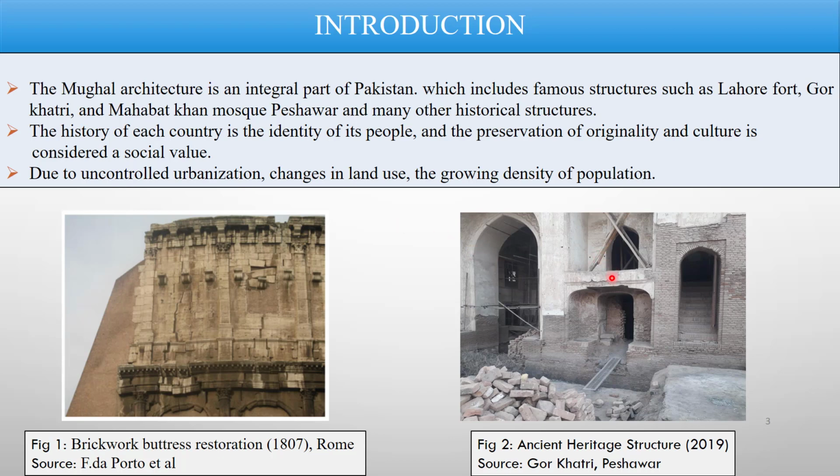Similarly, in this picture, we can see Gorgatri in Peshawar, which is damaged right now and under restoration. In this picture, discoloration occurred on the outer surface, which is due to environmental impacts. So these two images show that the structure can be damaged from the material as well as the environmental impacts.